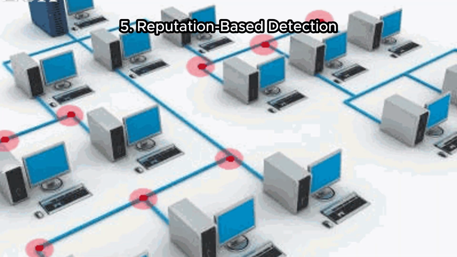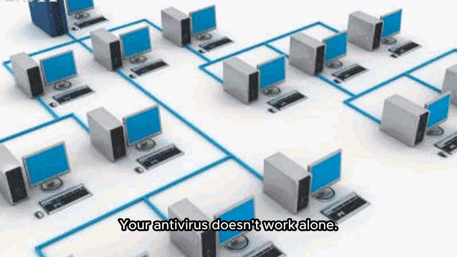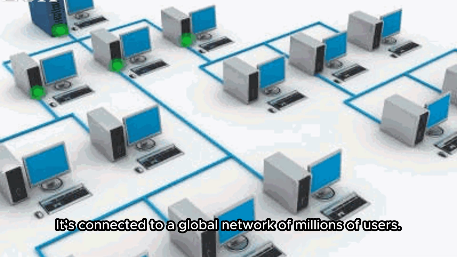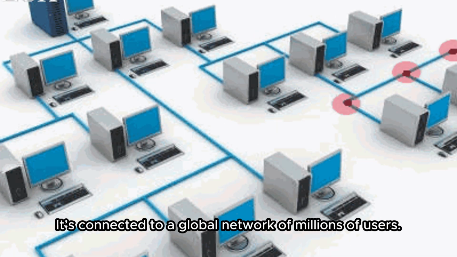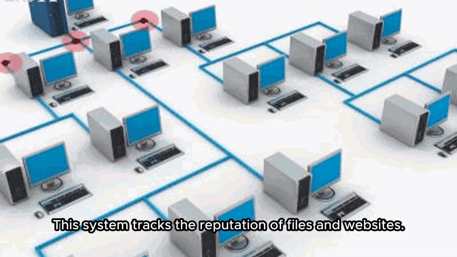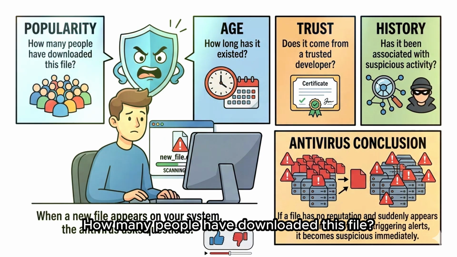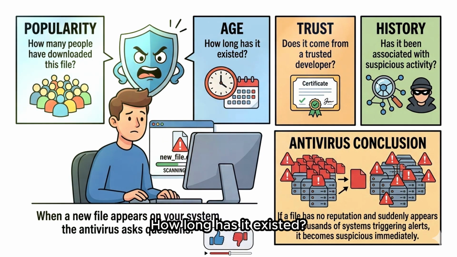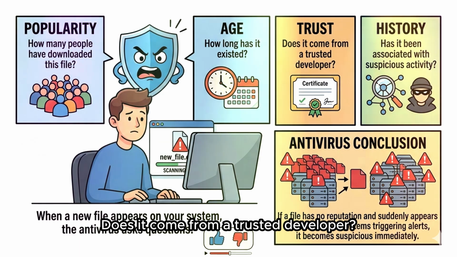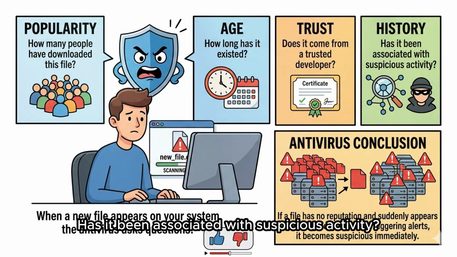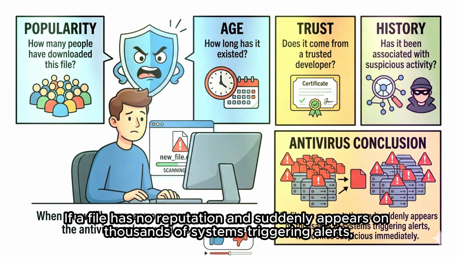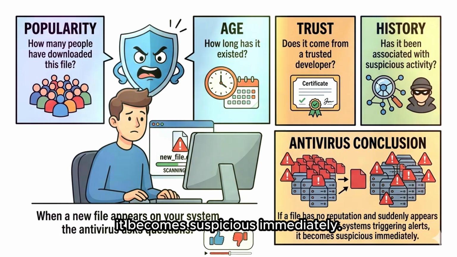5. Reputation-based detection. Your antivirus doesn't work alone. It's connected to a global network of millions of users. This system tracks the reputation of files and websites. When a new file appears on your system, the antivirus asks questions like, how many people have downloaded this file? How long has it existed? Does it come from a trusted developer? Has it been associated with suspicious activity? If a file has no reputation and suddenly appears on thousands of systems triggering alerts, it becomes suspicious immediately.